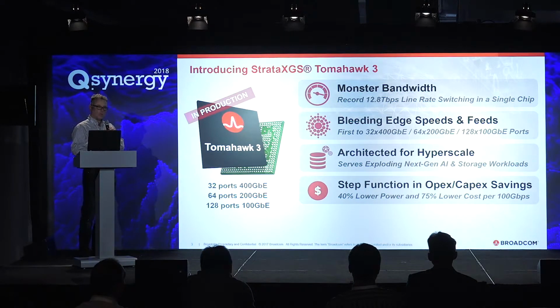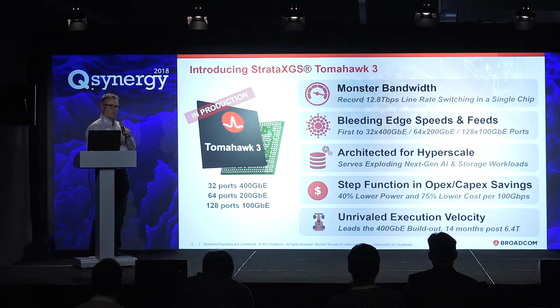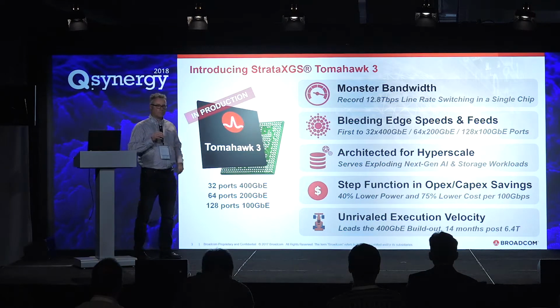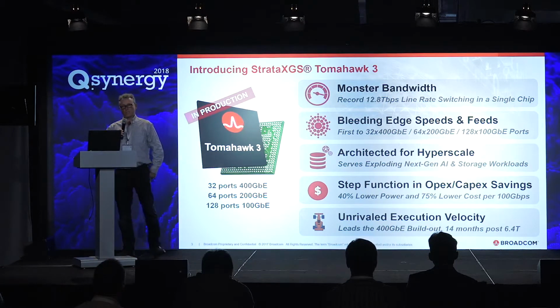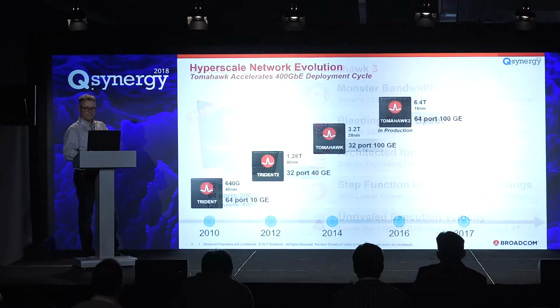So power, 40% less than previous generation, and cost significantly reduced. This chip was introduced at the beginning of this year. So the bleeding edge, 12.8 tera, introduced at the beginning of this year, first silicon, and we're now in production. Okay? So 9 months, we can get these chips out, and we can get them out the door and fully production qualified.